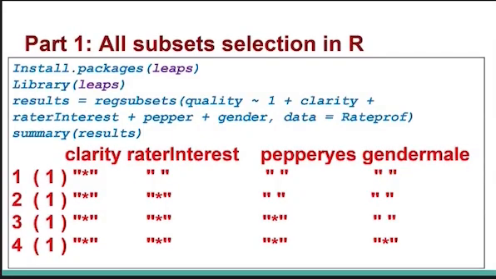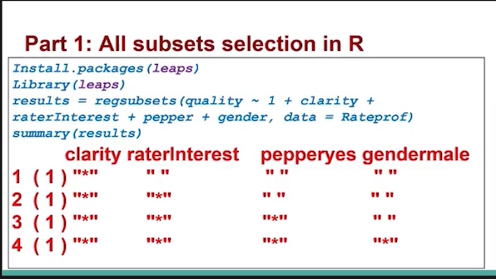Okay, how do you do this in R? Please pay attention. How do we do all subset selection in R? The other time I walked you through all subset selection. In all subset selection, you're going to consider all possible models. How do I go about this? I want to use an example of the Rate My Professor data set.